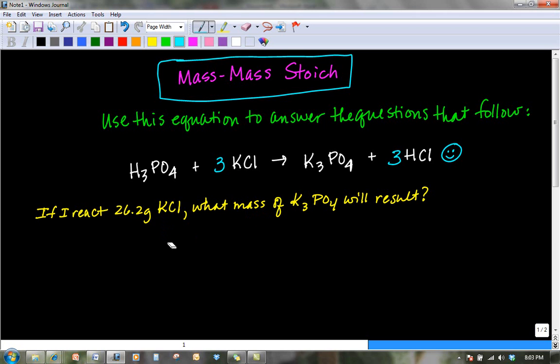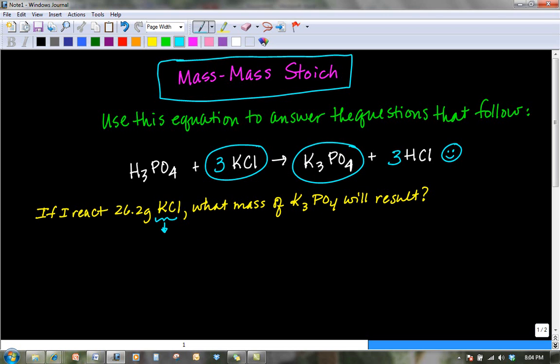So I'm using the same equation that's been balanced as I have for the last two videos. And my question is, if I react 26.2 grams of potassium chloride, what mass of potassium phosphate will result? Well, since I'm looking at masses for both of my compounds, for KCl and for potassium phosphate, right away what I'm going to do is calculate the molar mass of each. So to do that, I have to look at my periodic table, so I hope you guys still have it.